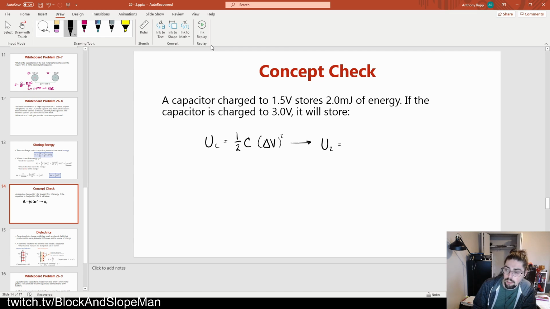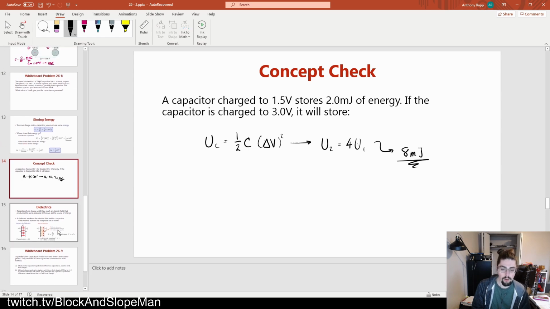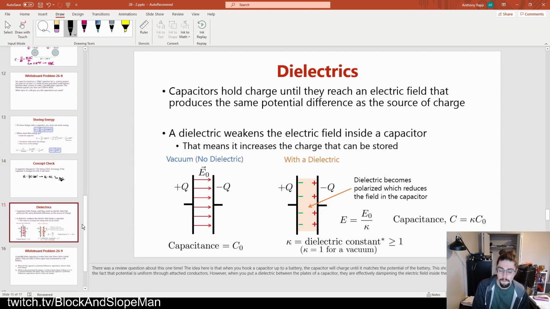U2 will be 4 times U1, 8 millijoules of energy should be our answer for this one. So let's go ahead. I've got one more slide to talk about and a couple more things to look at, but the last material we've got for the day is all about dielectrics.